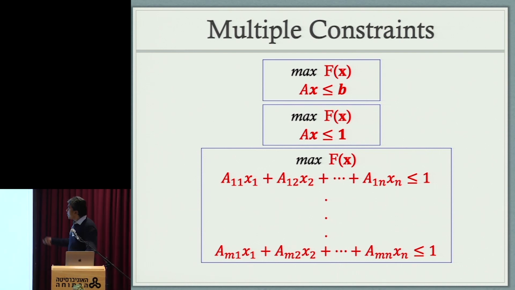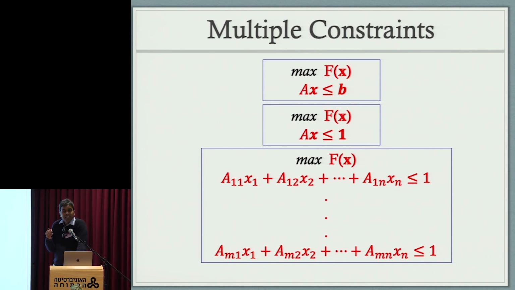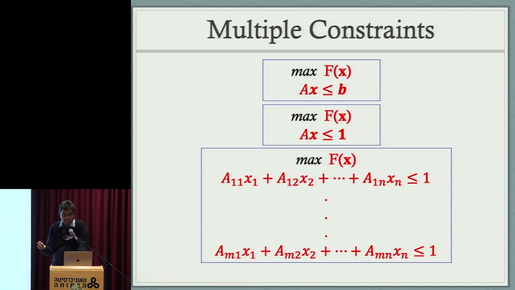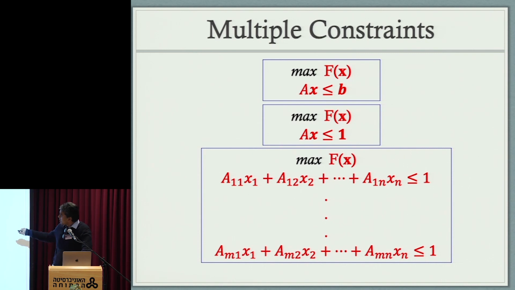To do the multiple constraints, I claim that there's a standard methodology that will work. What is the standard methodology? It is the multiplicative weight update method. Now I want to solve this problem. I have many constraints instead of one, and moreover, I'll normalize the right-hand side to 1 for simplicity.